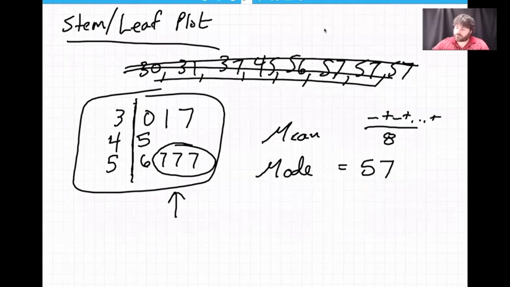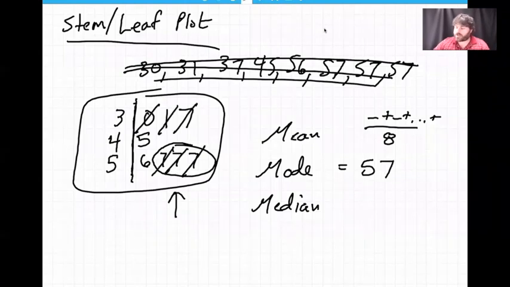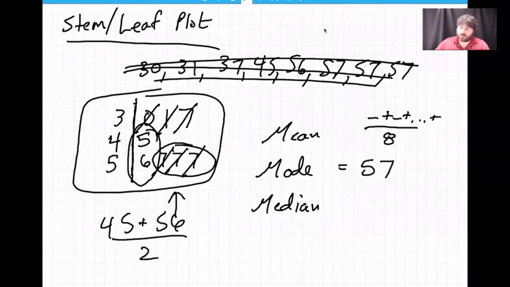And the median, that's not too bad either. As long as they're in order, you start crossing off numbers, right? The biggest numbers and the smallest numbers till you get to the middle. You realize that 45 and 56 are your 2 middle numbers. So you add them together and divide by 2. You find the average, and that would tell you your median.